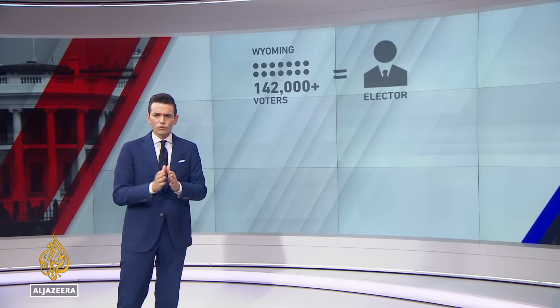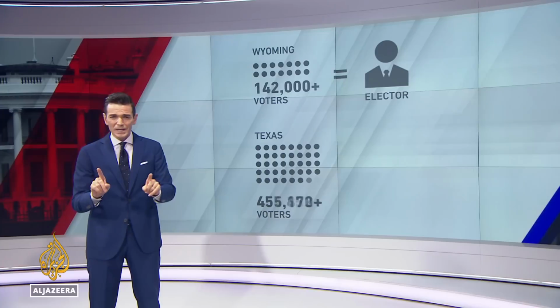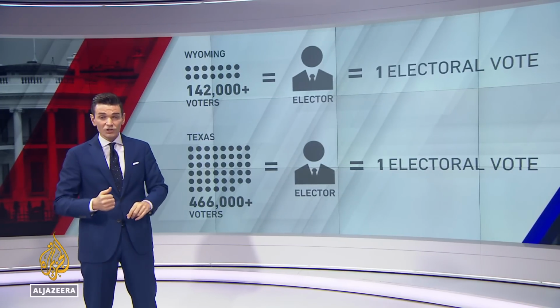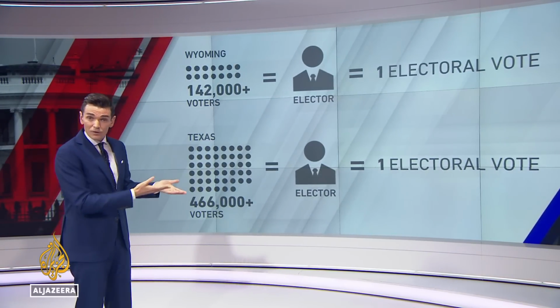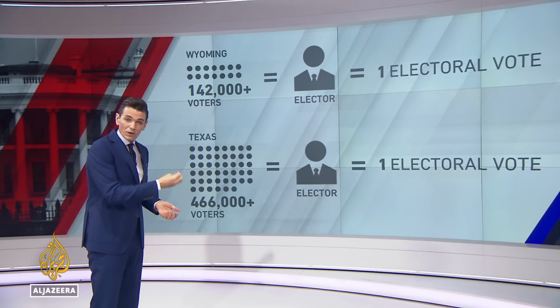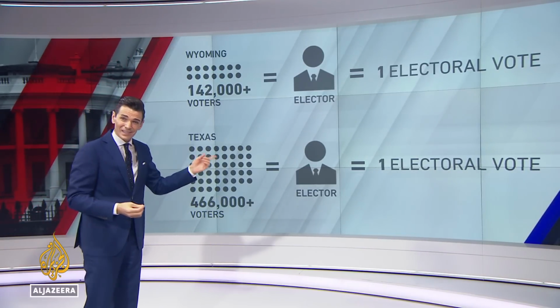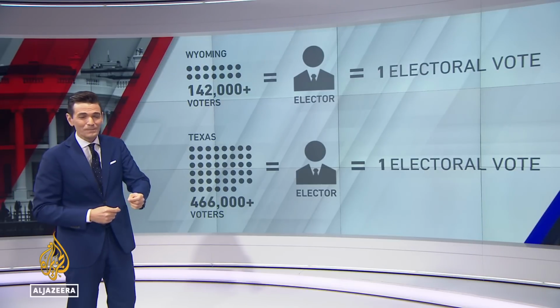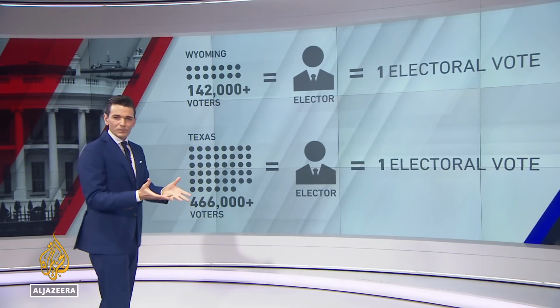One other thing to note, every state has to have at least 3 electoral votes, regardless of population size. And this means small states are hugely overrepresented in the Electoral College. Example, Wyoming has 1 elector for roughly every 142,000 voters. Texas, if you do the math, has 1 for around 466,000 voters. What does all of this mean?